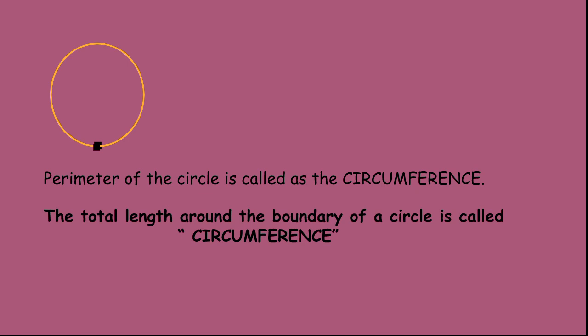How can we measure the circumference? You start from any point and make one complete round. We can measure it by using a thread. So you can just roll the thread along the boundary and then open it up, so that the thread looks like a straight line. We can measure the straight line by using a scale. Then you will get the measure of the circumference.